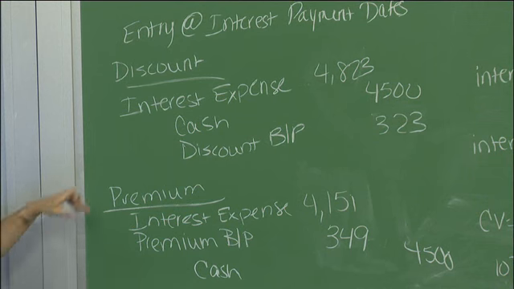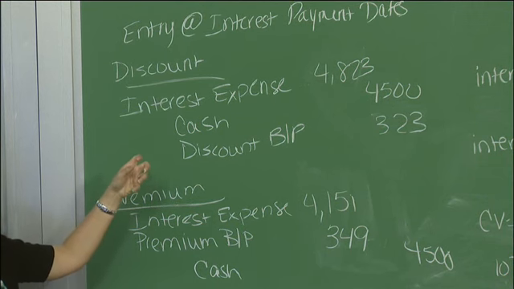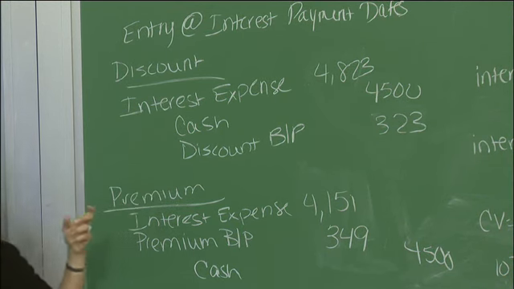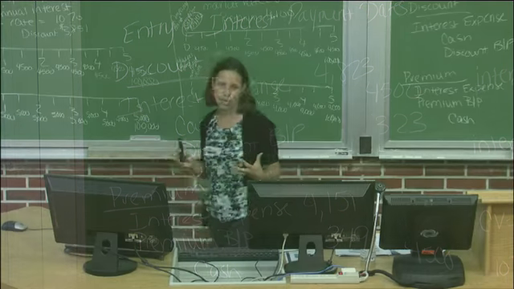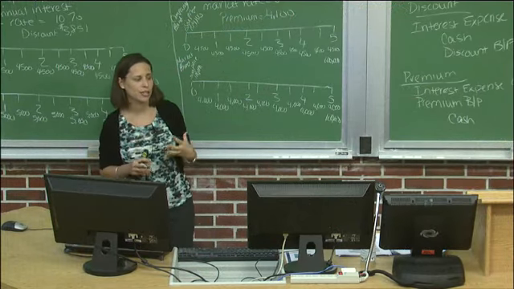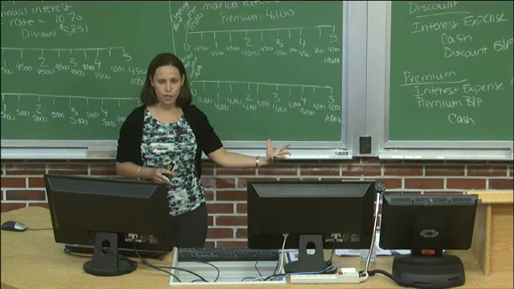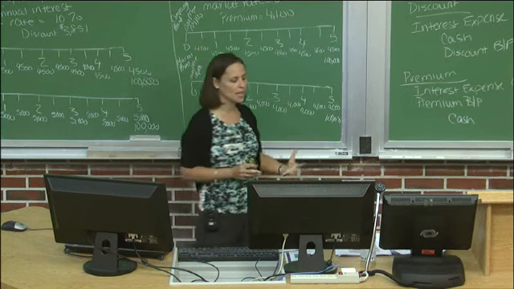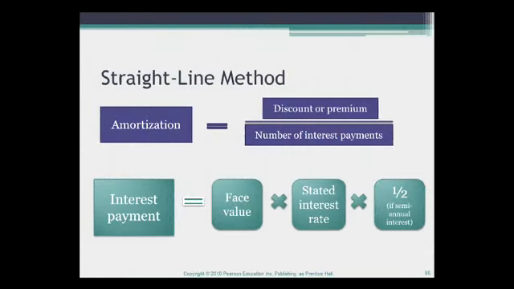But because cash paid for interest stays the same each period, and discount or premium amortization under straight line, since you're amortizing an equal amount each period, stays the same, therefore your interest expense stays the same each period. So once you do it once, you don't have to do it again. It's the same entry each period.